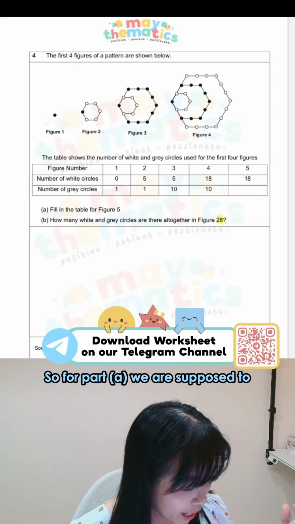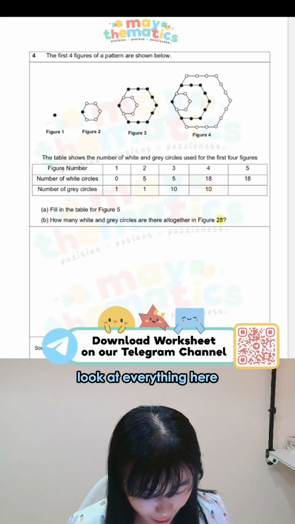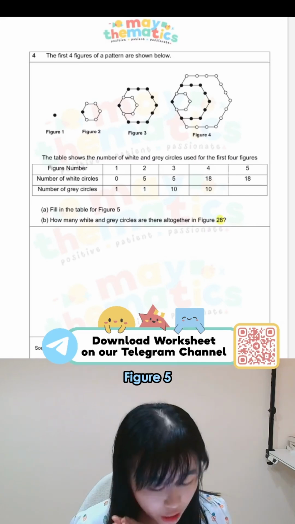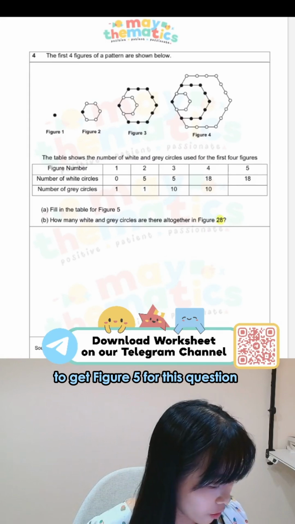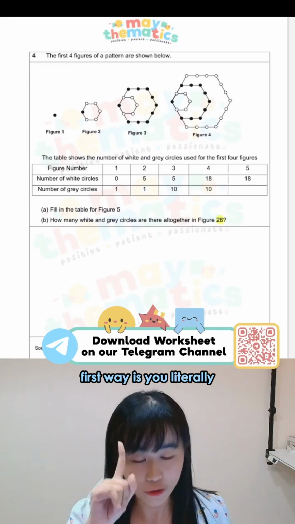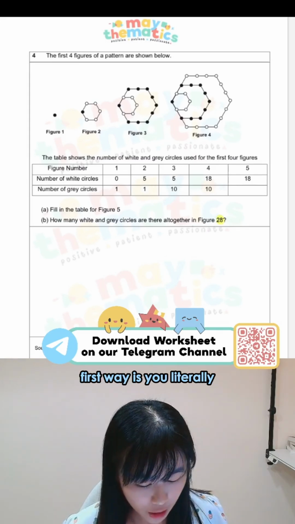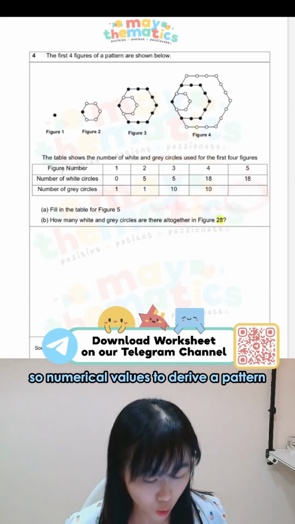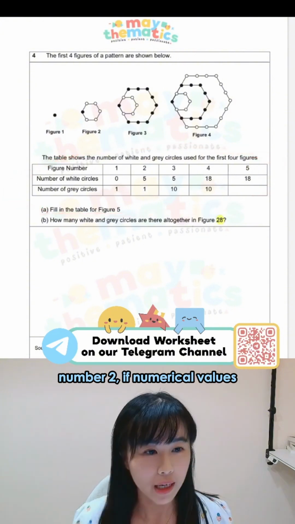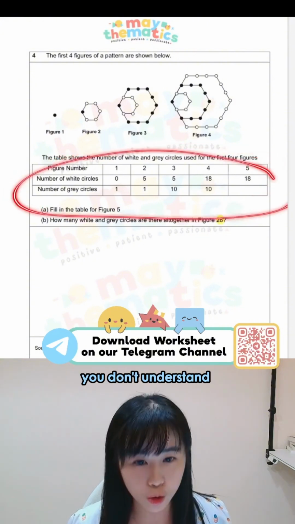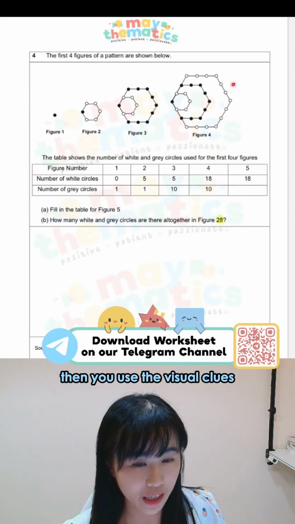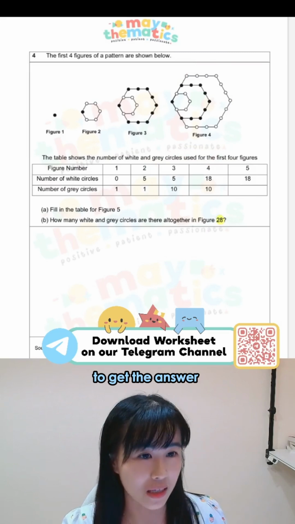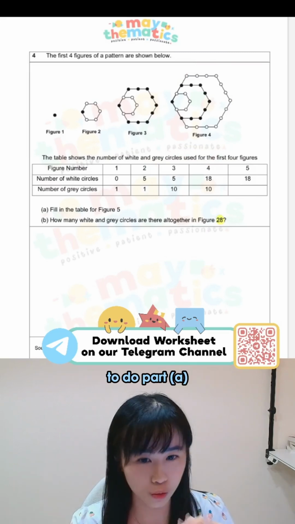Okay, so for part A, we are supposed to look at everything here and fill up the table for figure 5. To get figure 5 for this question, there are two ways to do it. First way is you literally derive a pattern from the numerical values and then you continue. Number two, if you don't understand how to derive a pattern from the numbers, then you use the visual clues, try to draw up the figure 5 to get the answer. So that's the two methods every time to do part A.